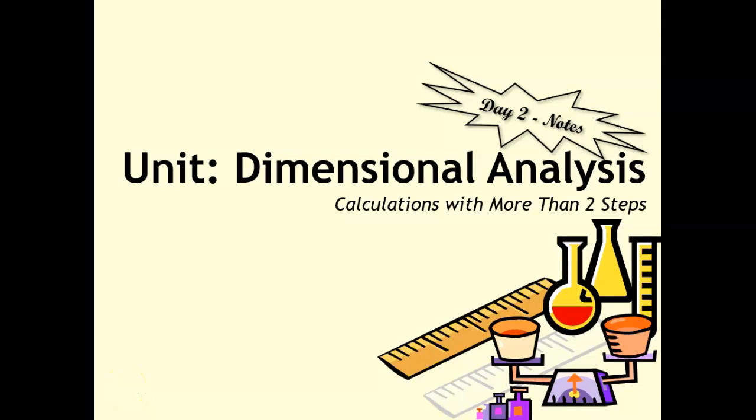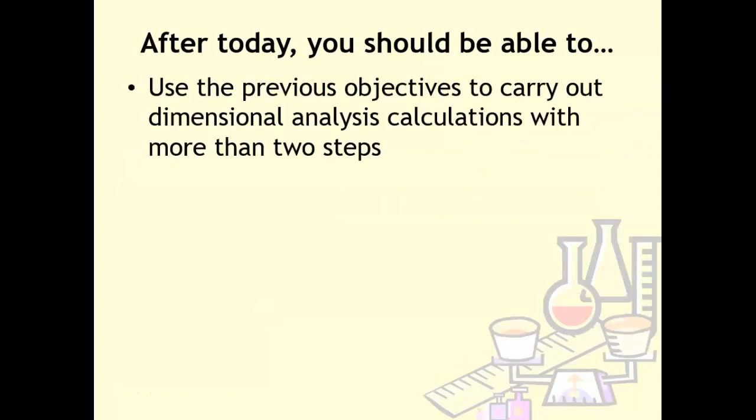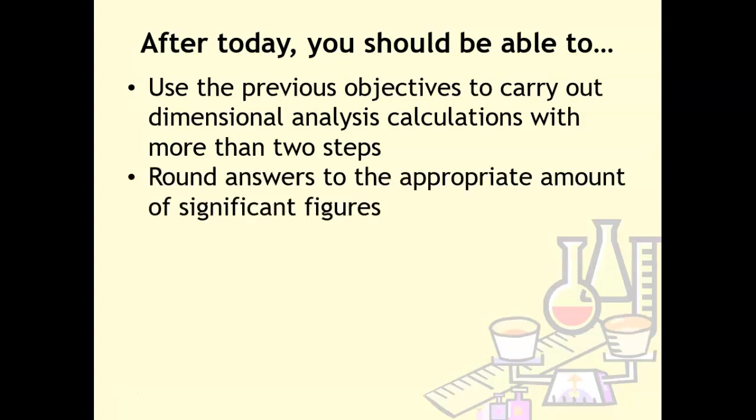All right, guys, this is part 2 of dimensional analysis. This one will not take as long, but it's calculation with more than 2 steps. Okay, so let's see if I can get this to go. After this one, you should use the previous objectives to carry out dimensional analysis calculation with more than 2 steps. Round answers to the appropriate amount of significant figures.